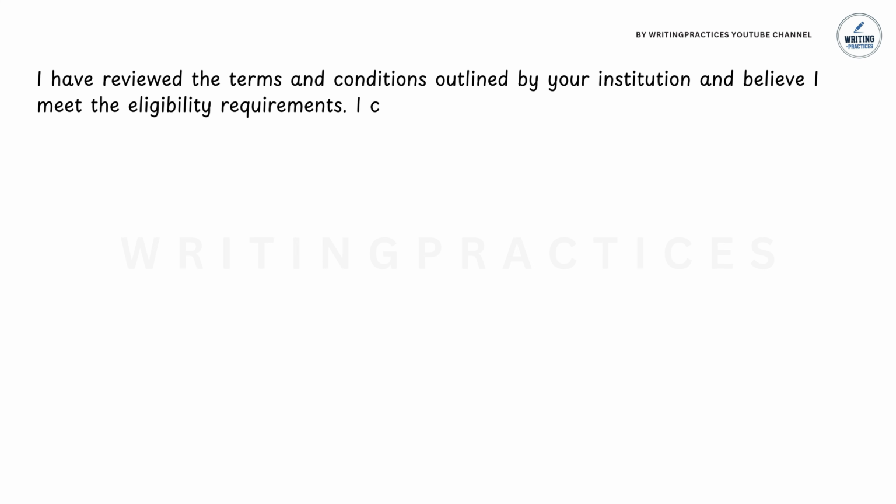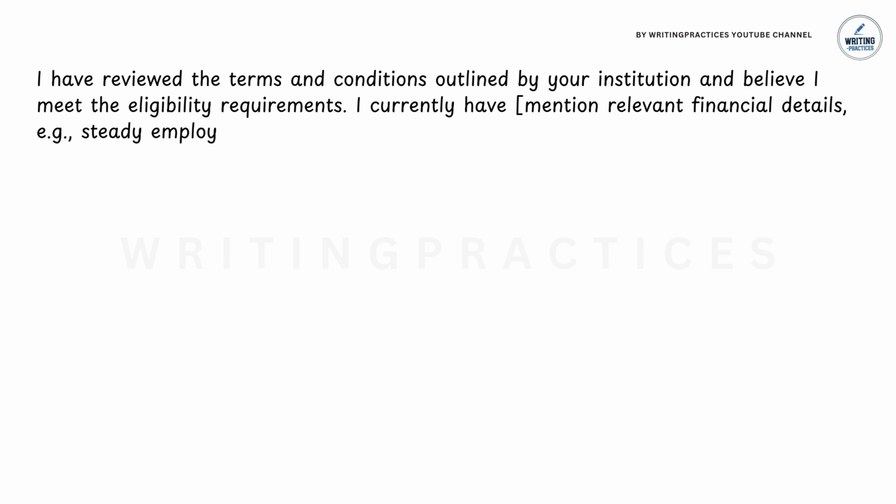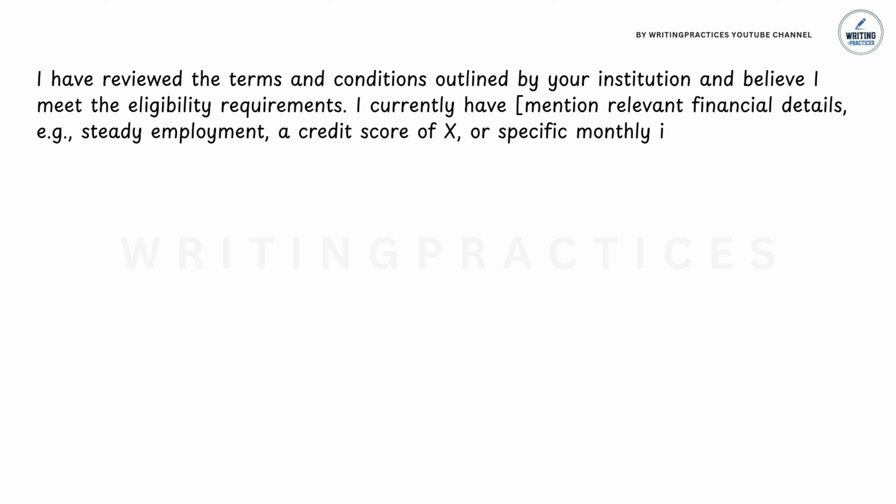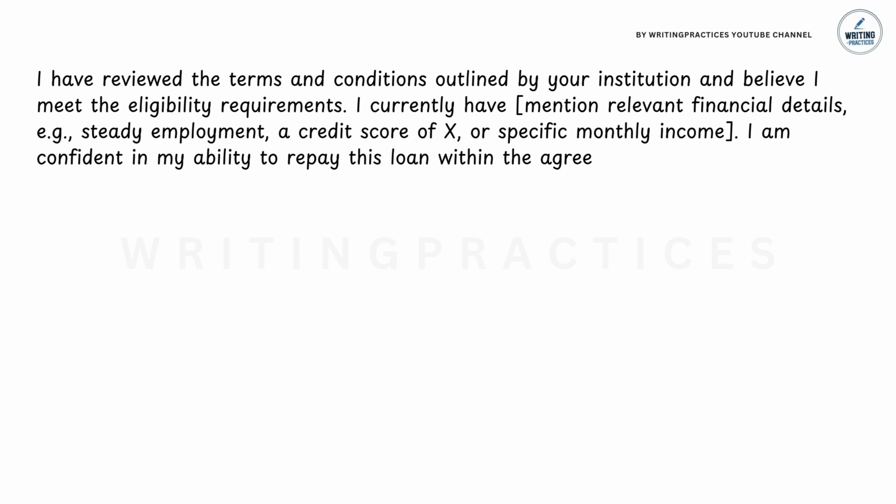Second paragraph, demonstrate eligibility. This paragraph is where you explain why you qualify for the loan. Highlight your financial stability and any relevant details that strengthen your case. Example, I have reviewed the terms and conditions outlined by your institution and believe I meet the eligibility requirements. I currently have steady employment with an annual income of $60,000, a credit score of 720, and a history of timely payments on previous loans. I am confident in my ability to repay this loan within the agreed-upon terms.